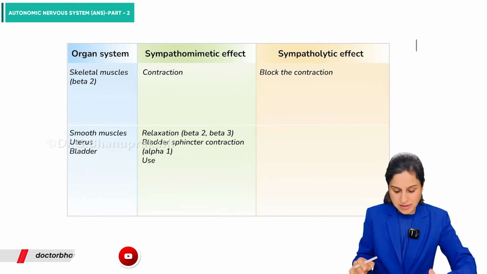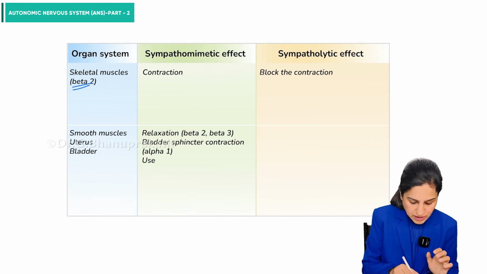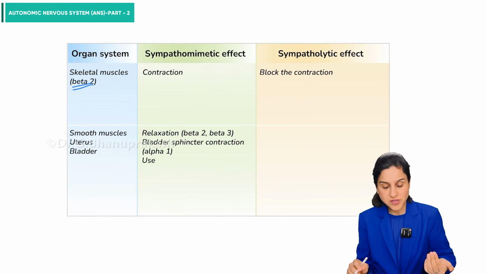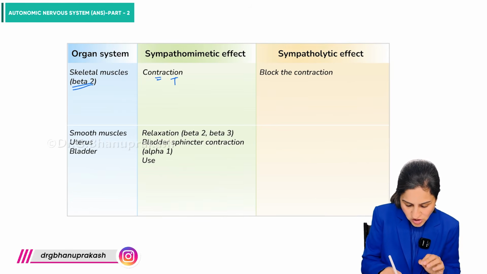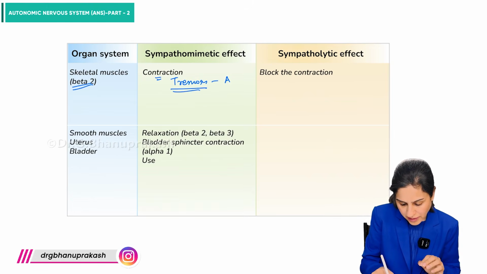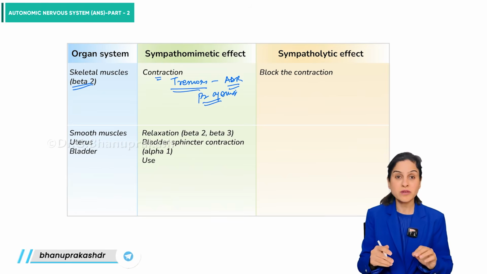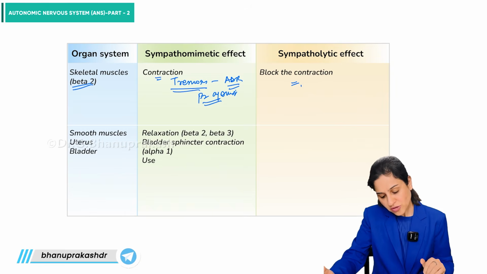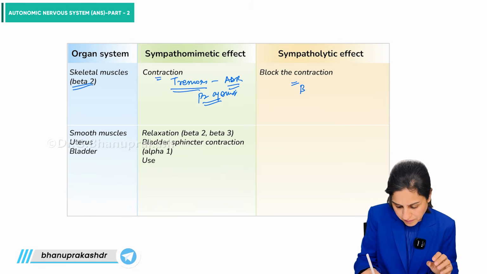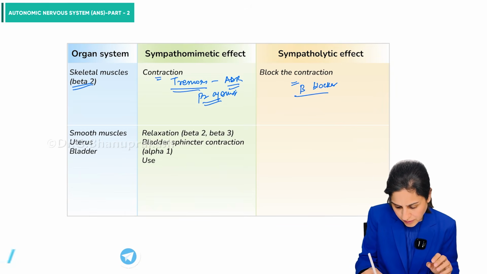Then skeletal muscles. Now skeletal muscles have beta 2 receptors, and when you stimulate these receptors, they bring about tremors, right? Because of the contraction. So tremor is one of the most common and important adverse effects of beta 2 agonists, because they are going to stimulate this. So when you give beta blockers, they can treat the tremors.